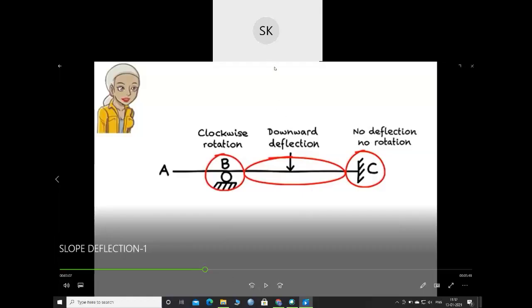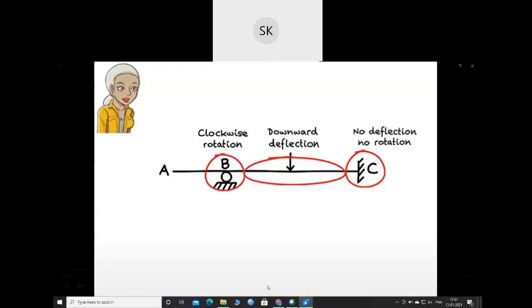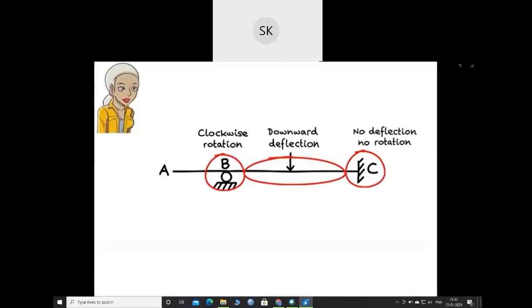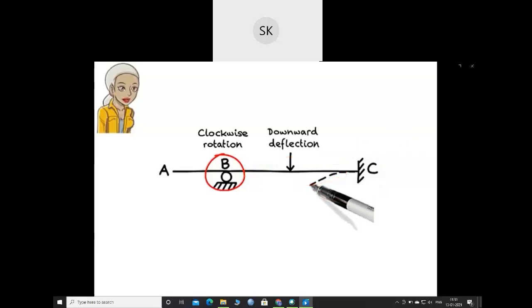To find the reactions, we can replace the distributed load with its equivalent concentrated load. Here is the free body diagram of the beam subjected to the concentrated load. We then calculate the reactions by formulating and solving the equilibrium equations for the unknown forces. The beam is going to deflect like this: zero deflection at A, downward deflection in BC.